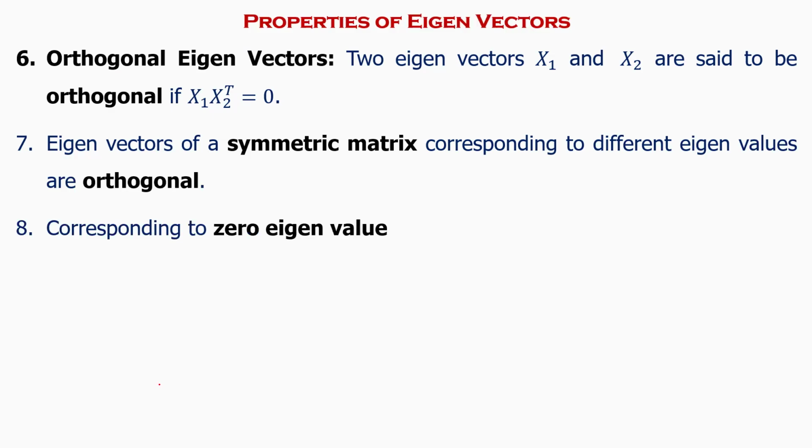And the last property: corresponding to a zero eigenvalue, eigenvectors will not be zero. It is possible that the value of lambda may be zero, but corresponding to a zero eigenvalue, the eigenvector should not be the zero vector.